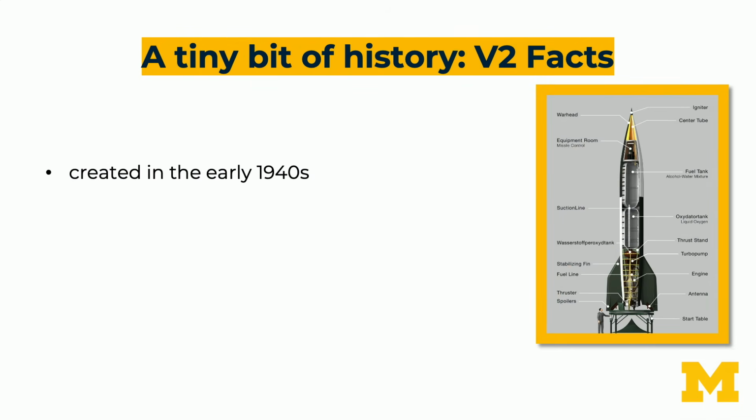We've been talking about the V2 a little bit in several of the lessons, and I thought that I would talk a little bit about what the V2 is and where it came from, and then we'll talk about its capabilities a little bit. The V2 was created in the 1940s. It was created by the Germans in the 1940s during World War II.